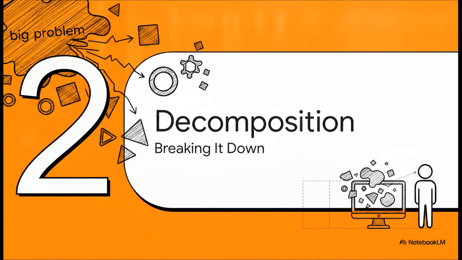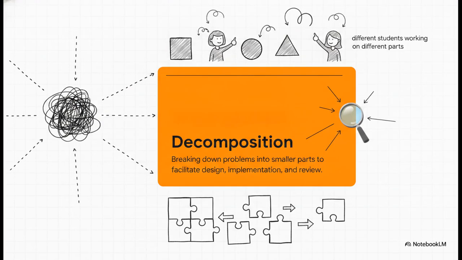Moving on to part 2, decomposition, or breaking it down. So, when a problem is just way too big for a single person to solve, or even for a computer to process all at once, the absolute best way to handle that massive beast of a task is to rip it into smaller, bite-sized pieces. Formally, decomposition is defined as breaking down problems and subproblems into smaller parts to facilitate design, implementation, and review. And honestly, this is a real game changer.